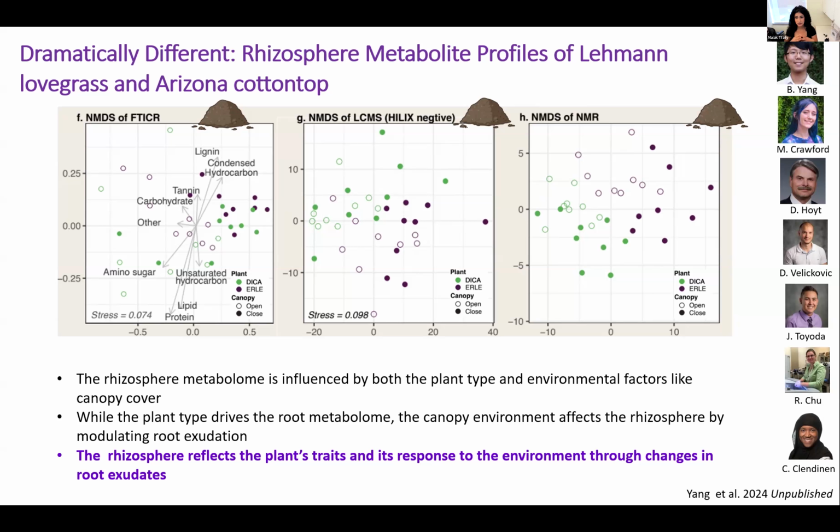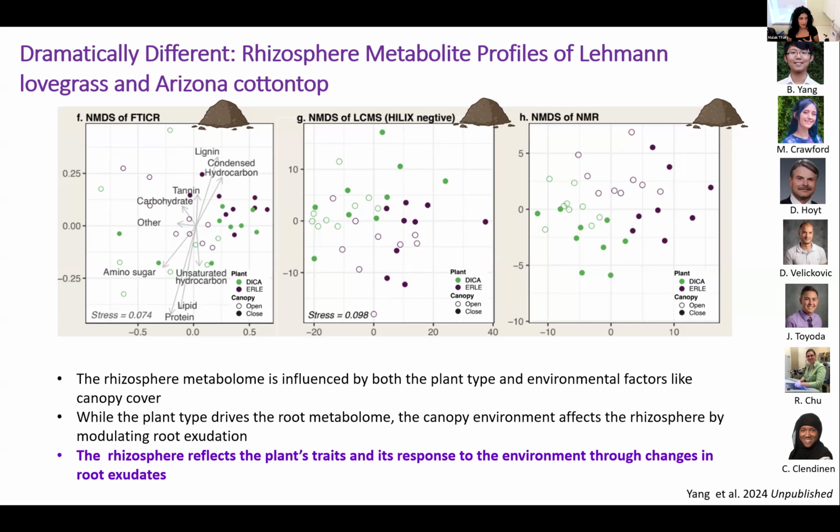Okay, so again, you could see that all three analytical platforms showed the same effect. The roots are directly influenced by the plant types. The rhizosphere is being influenced by how the plant types are responding to the environmental conditions, thereby changing what they release below ground, leading to an effect in the rhizosphere. So this tells us a little bit about how the metabolic profile changes between those two native species.